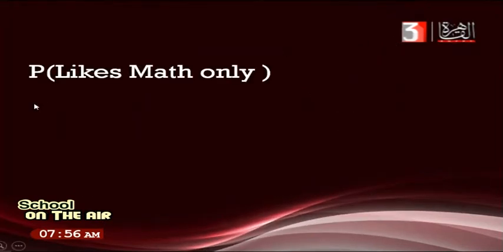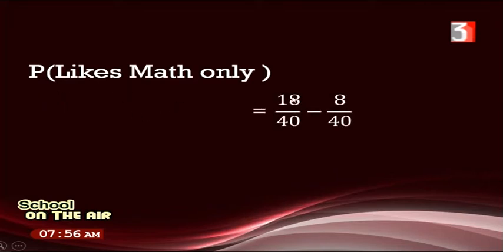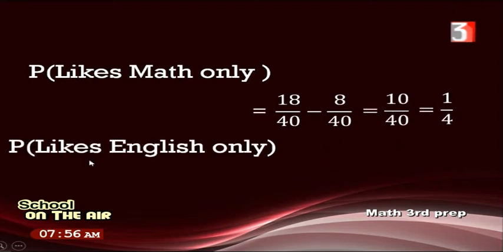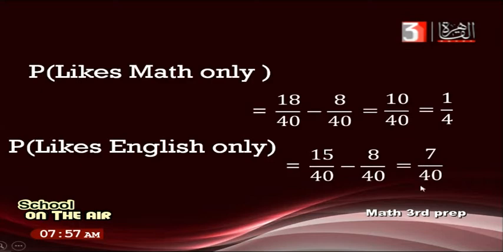The probability of a student choosing like math only means P of A minus the intersection between the two events. 18 over 40 minus 8 over 40 equals 10 over 40 equals 1 over 4. The probability of choosing students who like English only means we will get P of B difference A. P of B equals 15 over 40 minus the intersection between the two events together, 8 over 40, equals in simplest form 7 over 40.